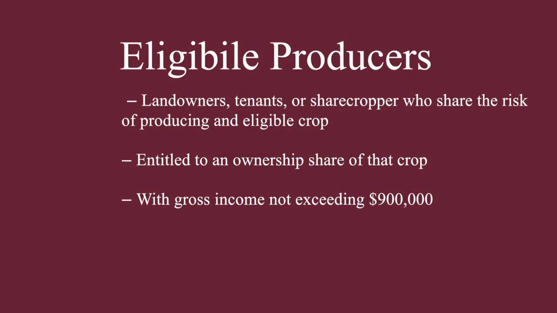The next loan type I am going to talk about is the non-insured crop disaster assistance program. In this program, you have to be an eligible producer, your commodity has to be eligible, and the cause of loss also has to be eligible. Eligibility of a producer means that you have to be a landowner or tenant, or at least you are sharing the risk of crop production.